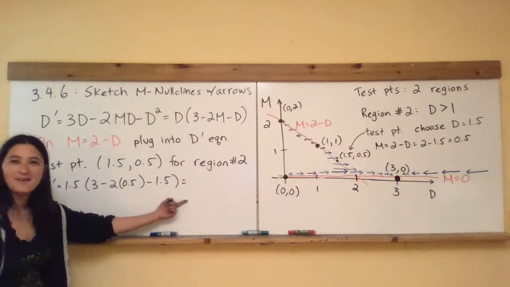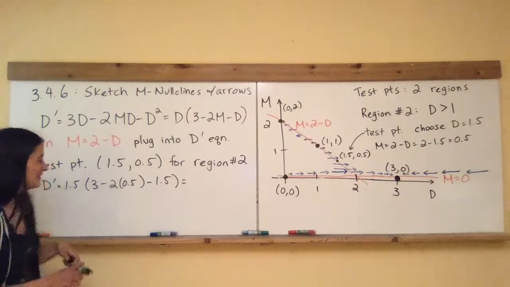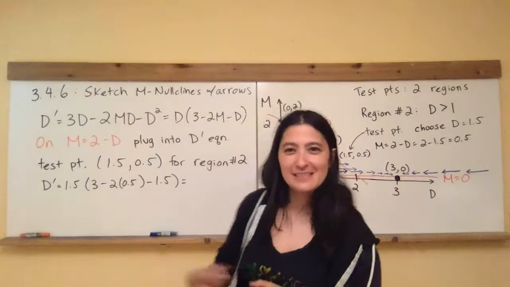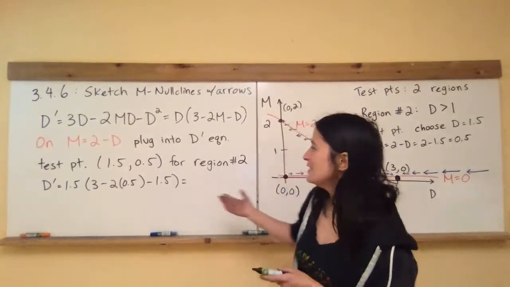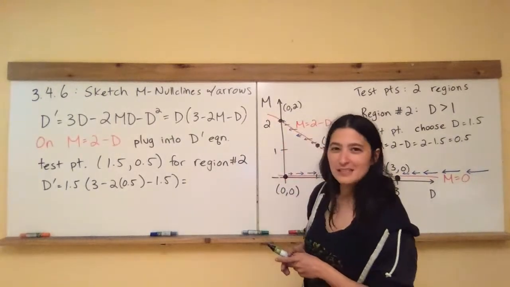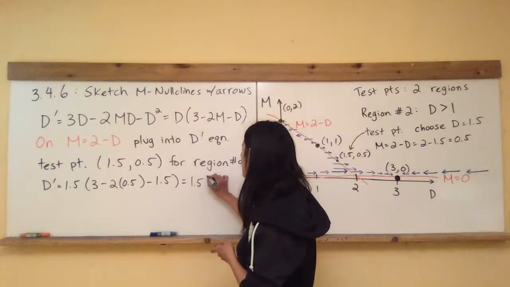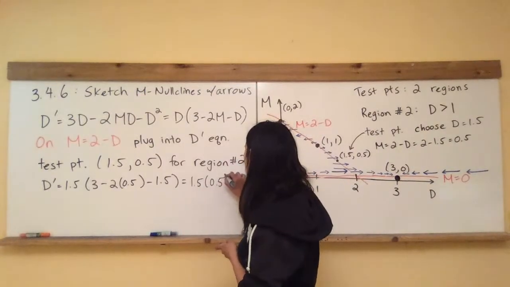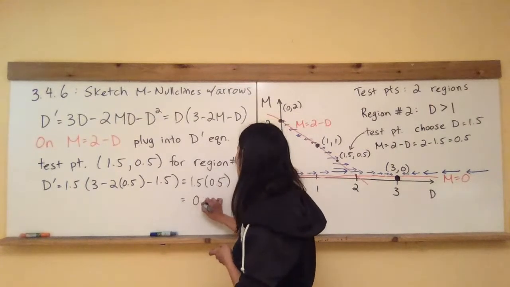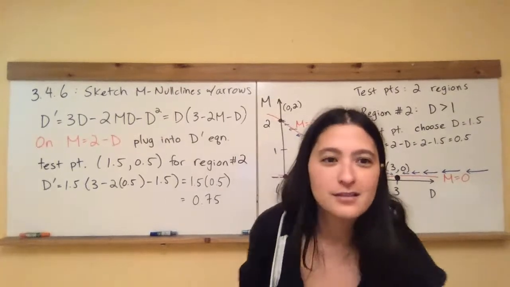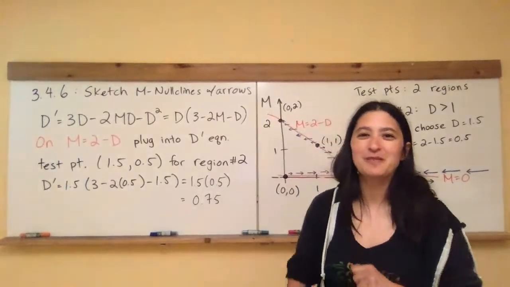Does anybody know what this value is? Let's see if I can figure it out, but maybe you can figure it out faster with your calculator. Does anybody want to crunch out what d prime is for me here as I try to mull it over? So this is going to be 1.5 times 0.5, which is 0.75. Yes, 0.75, perfect. We're both on the same page.